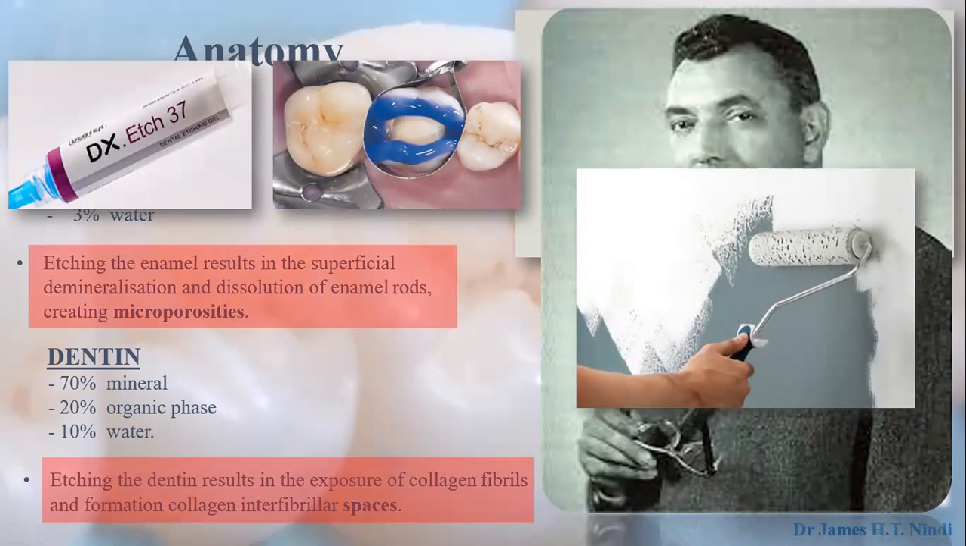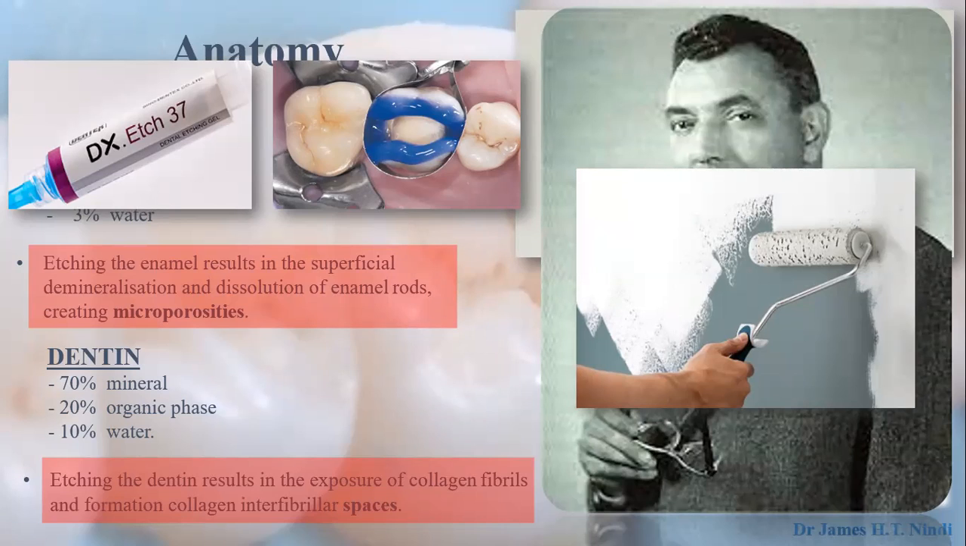What he discovered is that in enamel, when you etch it, it results in superficial demineralization and dissolution of the enamel rods, thus creating more porosities. And in dentine, it results in the exposure of collagen fibrils and the collagen interfibrillar spaces.